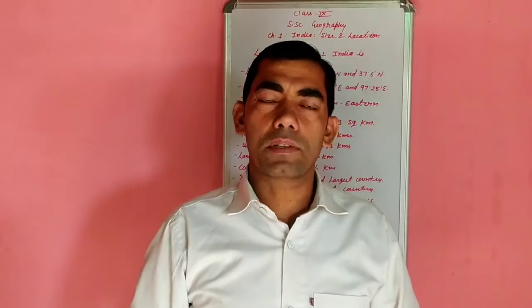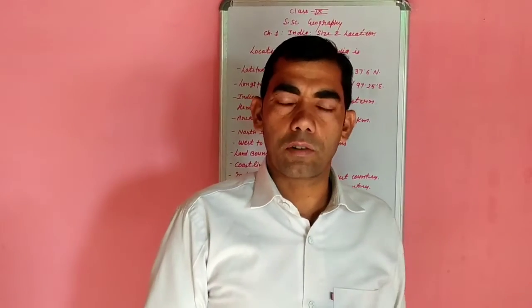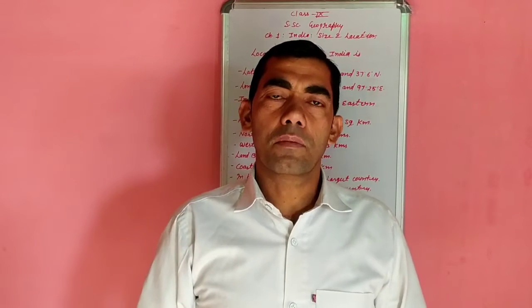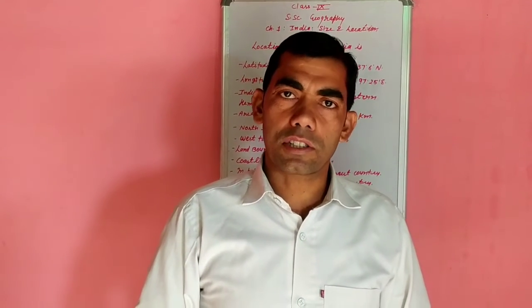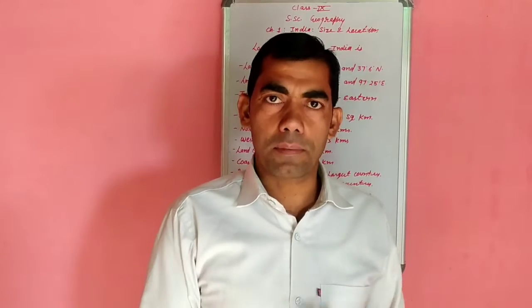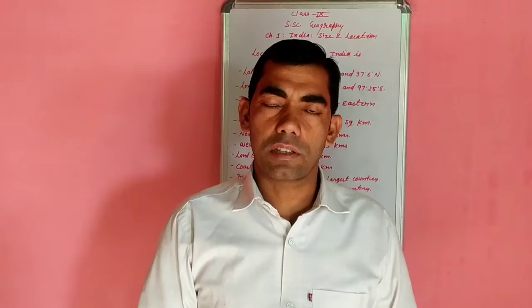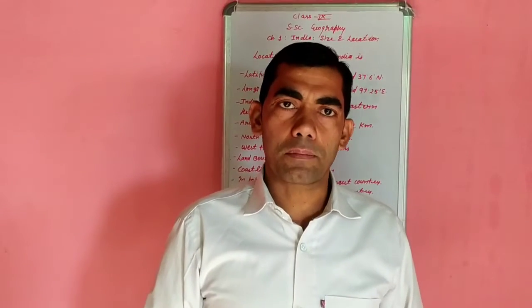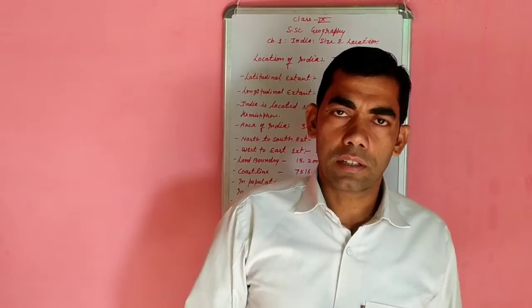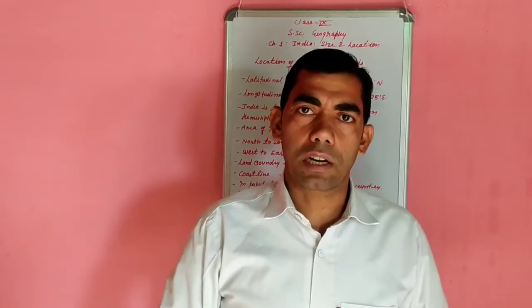Eastern hemisphere means the whole area or all the states of India are spread in the eastern hemisphere, and northern hemisphere means all parts of India are located in the northern hemisphere because it is the land-covered area of the northern hemisphere.